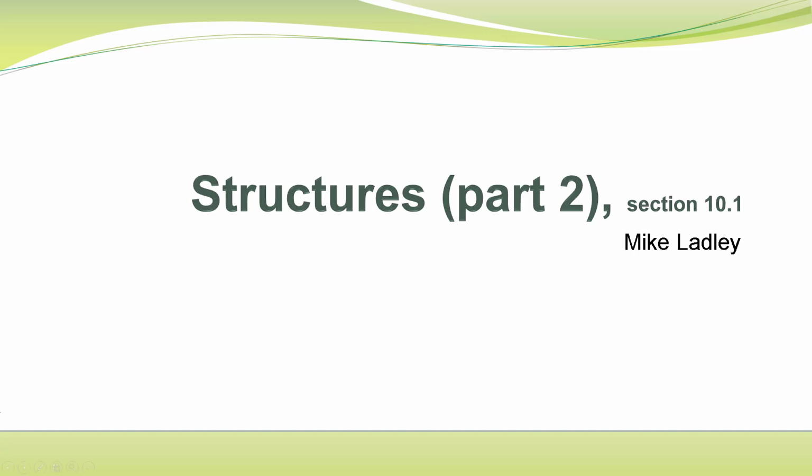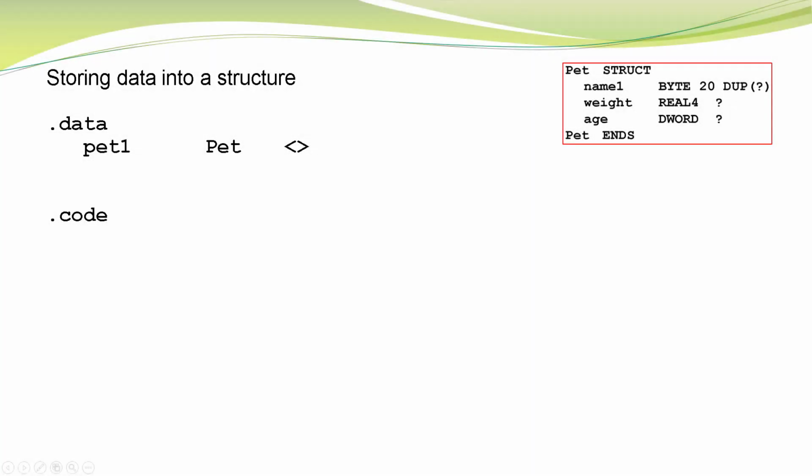In part 1 about structures, we looked at how to declare and initialize an assembly language structure. Here in part 2, let's see how to store and retrieve data to and from structure variables. As you might guess, storing data into a structure variable isn't quite as easy as it is with a high-level language. But it's not horrible either.